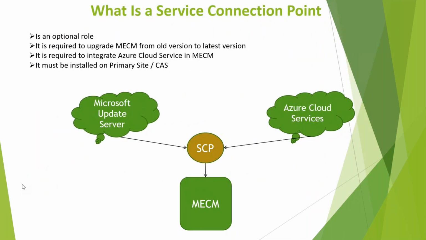Now the next role is service connection point. Service connection point is an optional role. It is not a mandatory role in SCCM. So it is needed for two purposes. Purpose number one and purpose number two. So point one, what it does, it will keep on checking with Microsoft Update Server. So we install service connection point, which will keep on checking with Microsoft Update Server for SCCM updates.